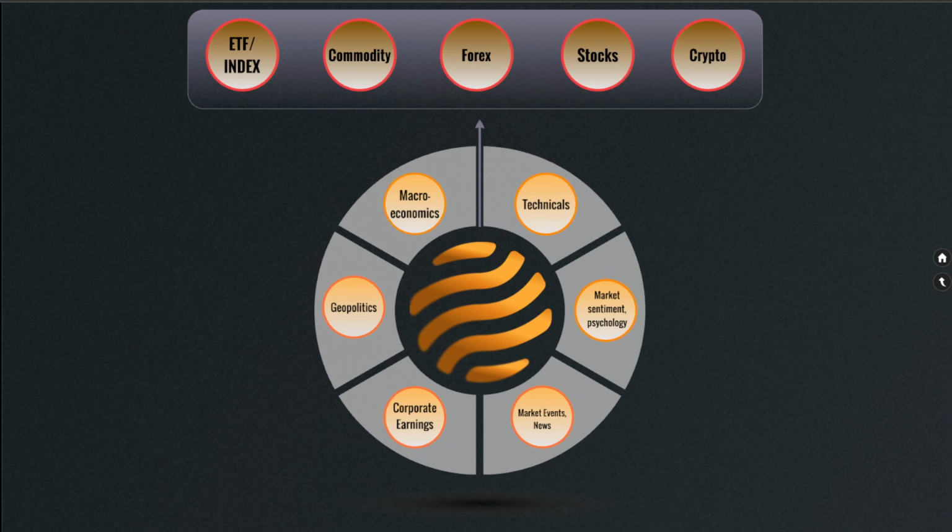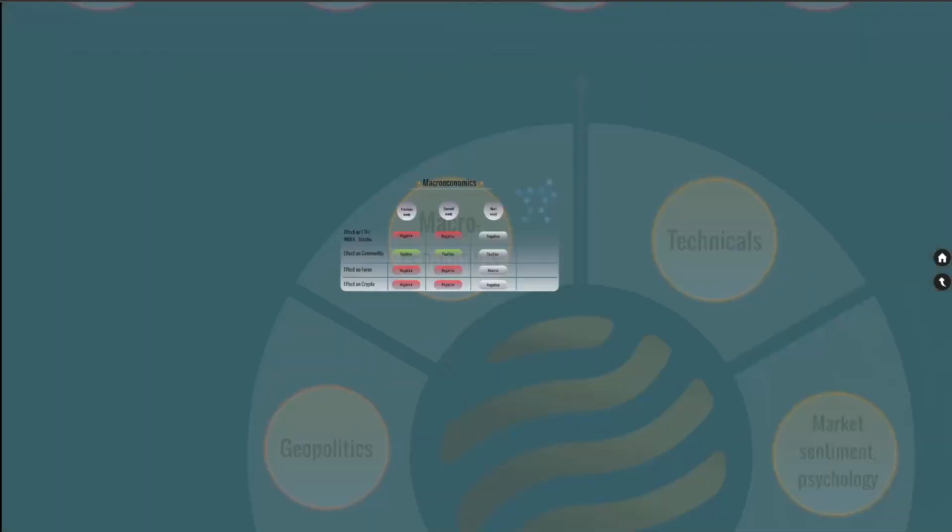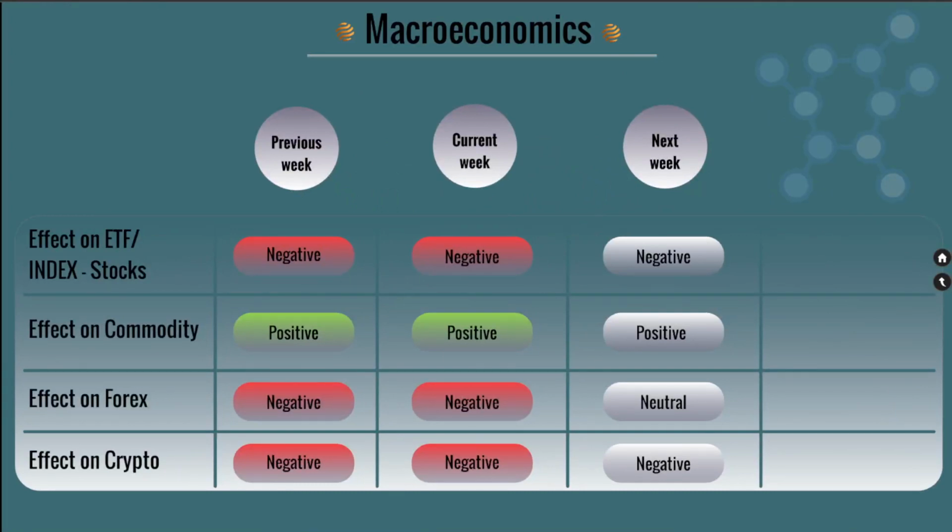What we usually do is check out the 6 main drivers at the beginning of the live stream and see if there are any changes or anything new that has come up in the market. First of all, the macroeconomic environment. As you can see, I'm measuring 3 weeks: the previous week, the current week, and the next week. And I measure the 4 main market sectors and the effect of the macroeconomic environment on these sectors.